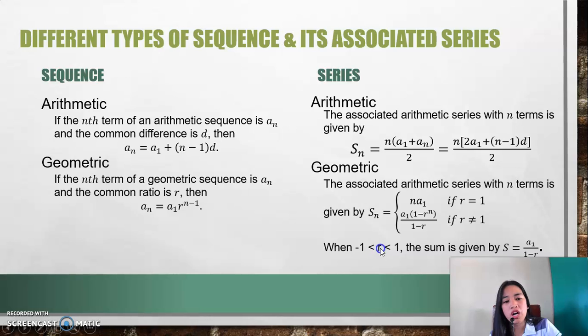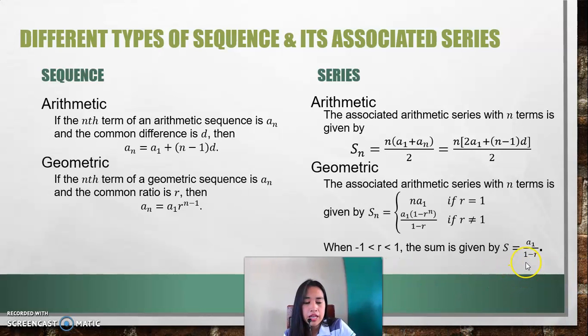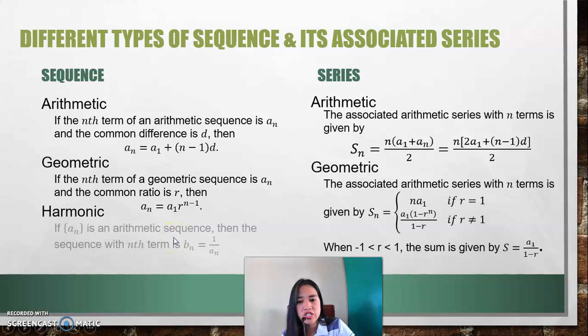But if your r is greater than negative 1 but less than 1, this is your formula in finding the series. And usually, this is associated with infinite geometric series. So, we don't know how many terms, because it is infinite. Okay, last example for the sequence, we have harmonic sequence, which is just the reciprocal of the arithmetic sequence. So, there are other examples of sequences and series, but this is just what I will present to you.